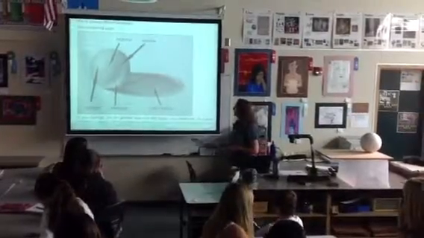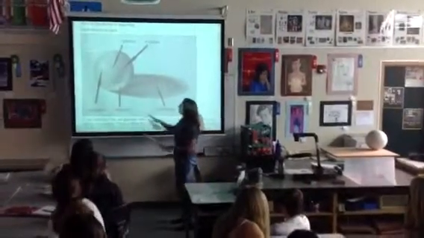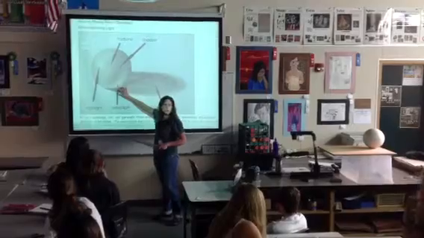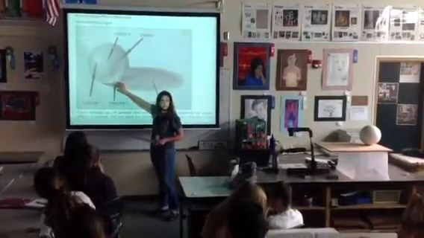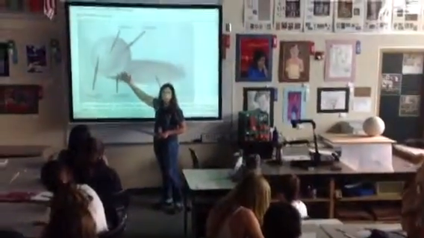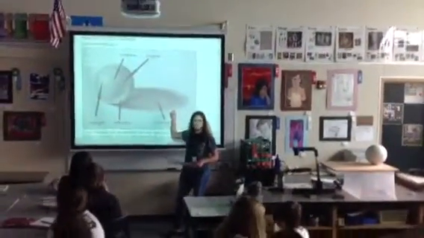Okay. And also, I told you how the darkest area of the shadow is closest to the object, right? Do you guys remember that? Yes. And then it gets lighter as it comes away from the object.